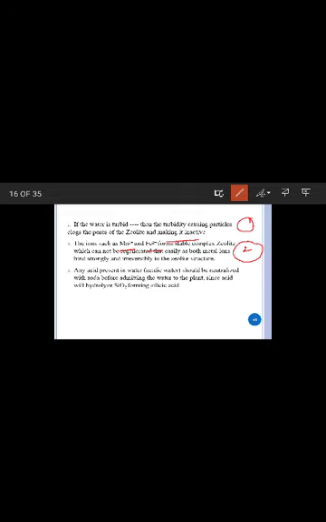And then, any acidic water should be neutralized with soda before admitting the water to the plant, since acid will hydrolyze the silicon dioxide, forming silicic acid. So before we take acidic water into the zeolite process, we have to neutralize the water. Then only we can use the water in the zeolite process.